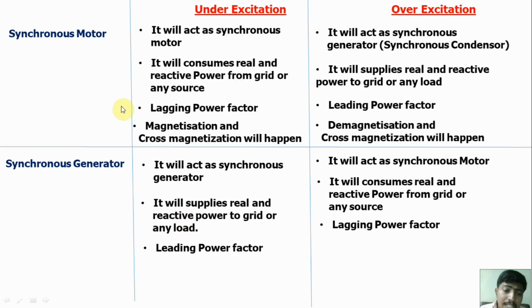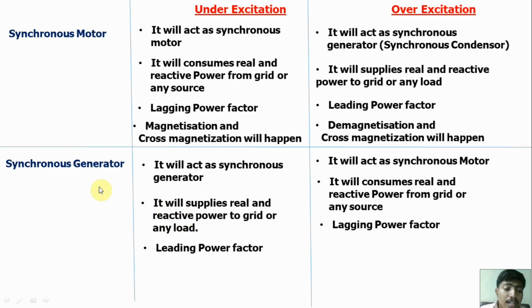Here the synchronous motor behavior does not change. The synchronous motor acts like a synchronous motor, so magnetization and cross magnetization will happen. In this condition, the synchronous motor acts as a synchronous generator, a synchronous condenser. For that case, the armature reaction will be demagnetization and cross magnetization.